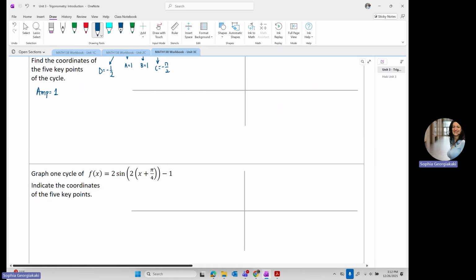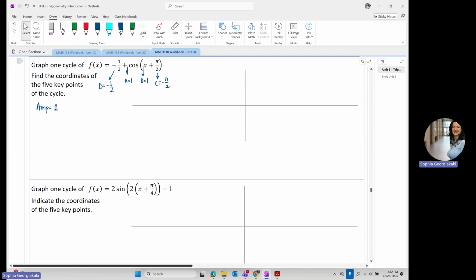B equals 1 means that there is no horizontal stretch, so the period is 2 pi divided by 1, which is 2 pi. That means the quarters of the period will be pi over 2, which is 2 pi divided by 4. The C is negative pi over 2, so the horizontal shift is C divided by B, which is negative pi over 2 divided by 1.